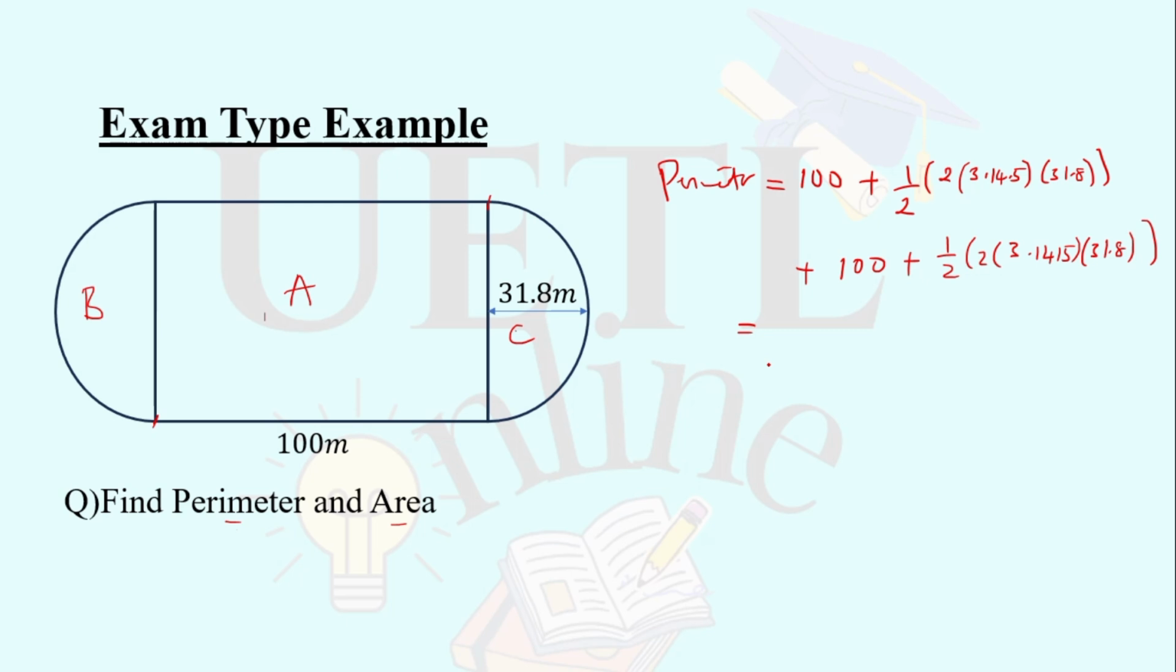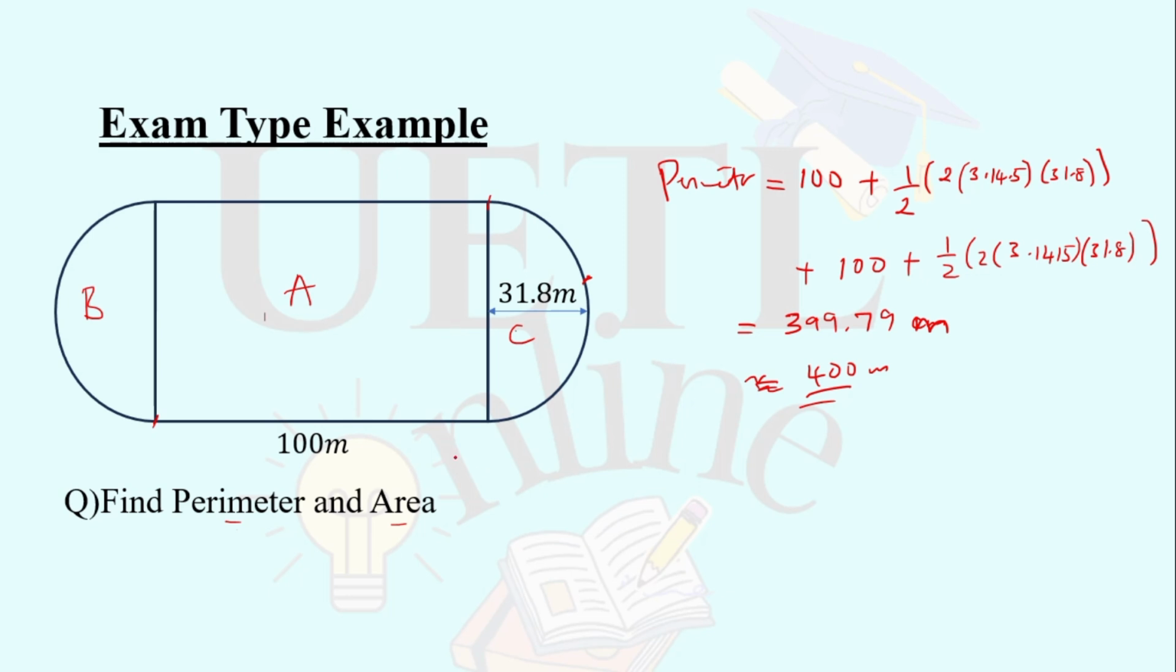Our answer is 399.79. So this is the perimeter of this. We can simply say it's approximately 400 meters, the meters here. This means that this track is 400 meters. We can say that this is 100 and this is 100. So this is how we find the perimeter of this.